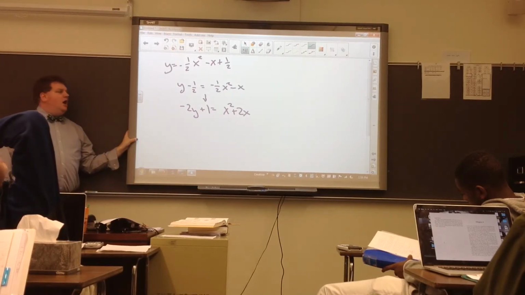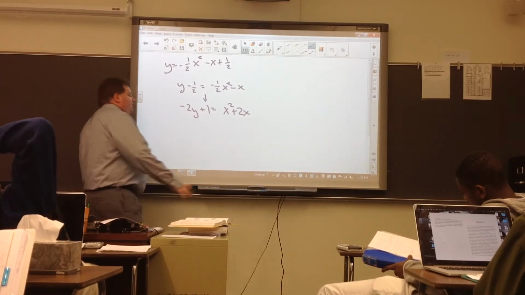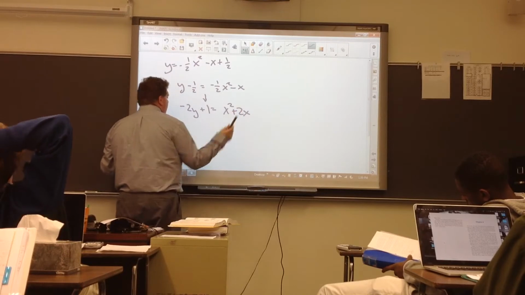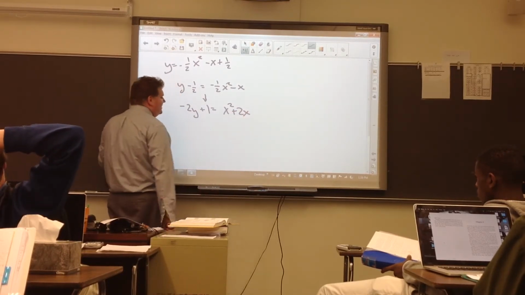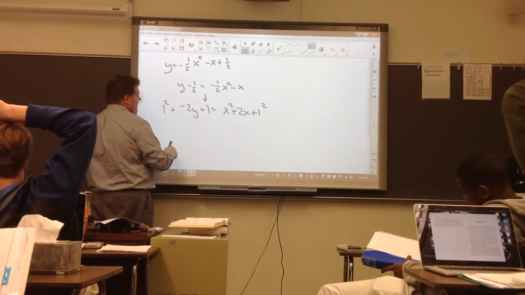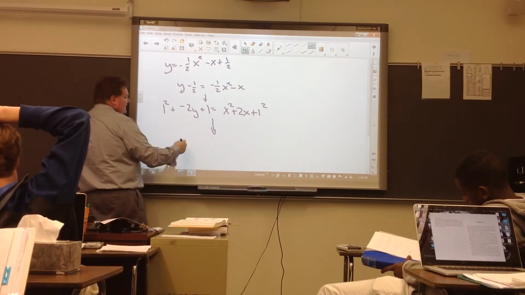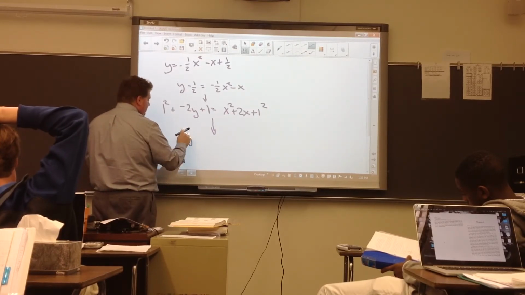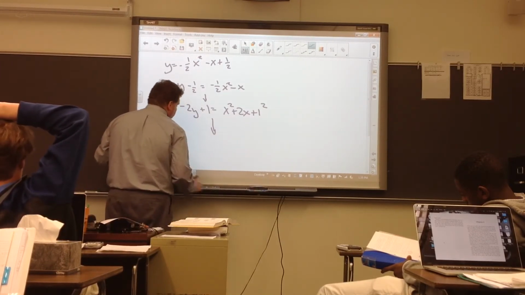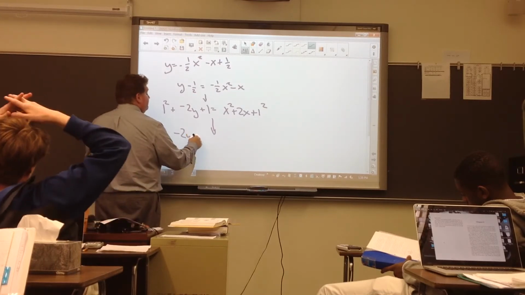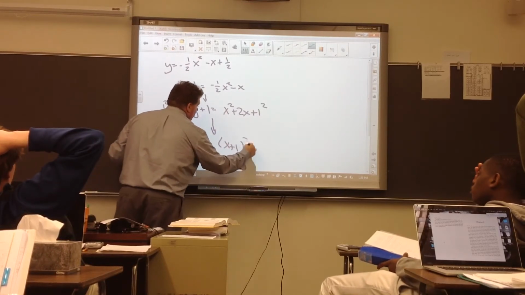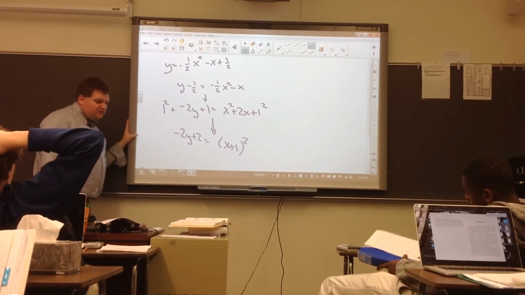Okay. Alright. Now I'm going to complete the square on x. What do I have to add over here on the x side to complete the square? Not 0. Half. What's half of 2? 1. I'm going to add 1 squared to both sides of the equation, okay? When I do that, on this side here, I'll have negative 2y plus 2 is equal to x plus 1 squared, okay? I've completed the square on that side.